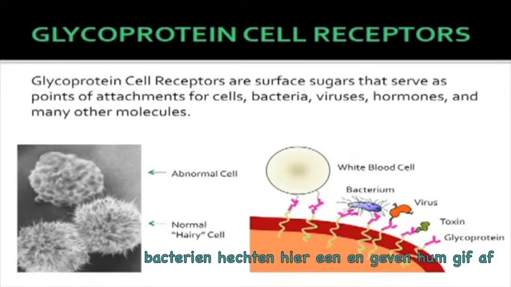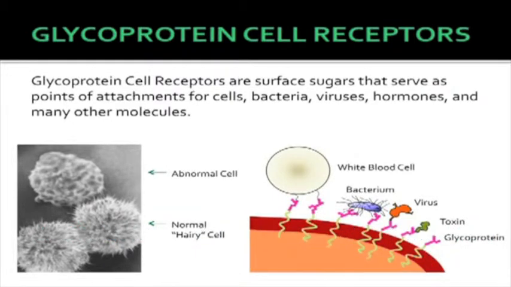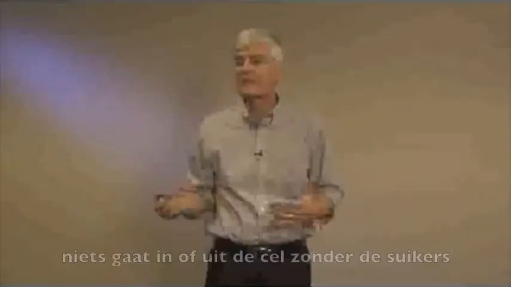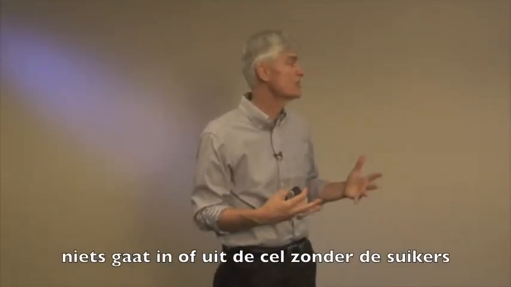Bad guys like bacteria will dock here and release a toxin. Viruses are more tricky. They'll actually kidnap the manufacturing plant within the cell to make copies of themselves. Hormones also attach here at this point. So this represents the operating system of the cell. Nothing gets in or out of the cell except via those sugar structures.